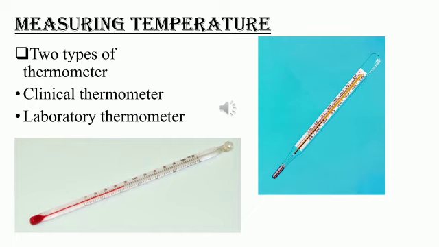So children, to measure a temperature, we use one device that is said to be thermometer. Thermo means heat, meter means to measure. So we are measuring heat in terms of numericals. Okay, there are two types of thermometer. One is clinical thermometer and another one is laboratory thermometer.